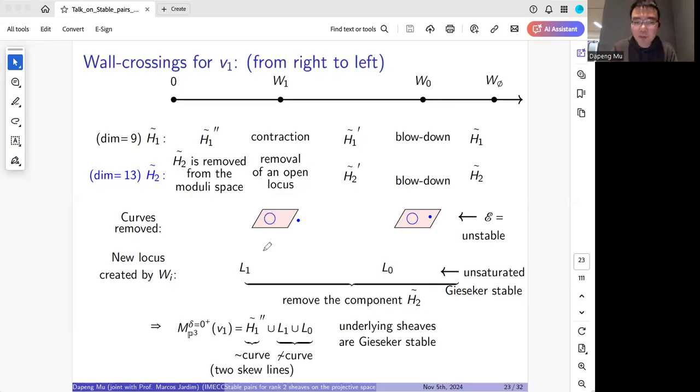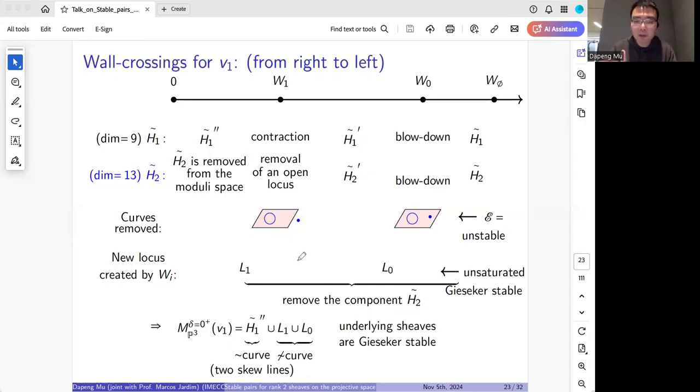So for this very specific example, when crossing the first wall W0, the curves removed are this planar conic with a point contained in the same plane. When we cross the second wall, the curves removed are the planar conic with a point, but this point is no longer in the plane. The point is a space point, set free from the plane. But maybe let me mention the general situation.